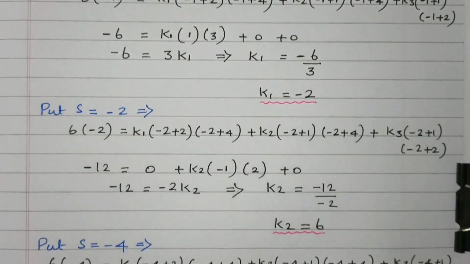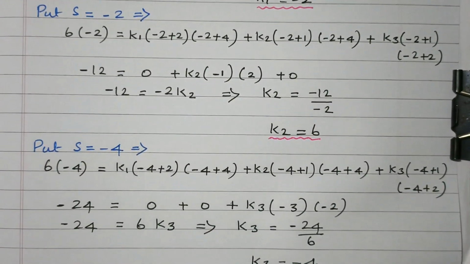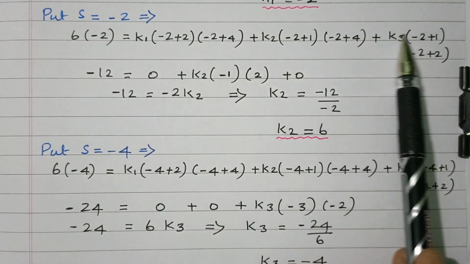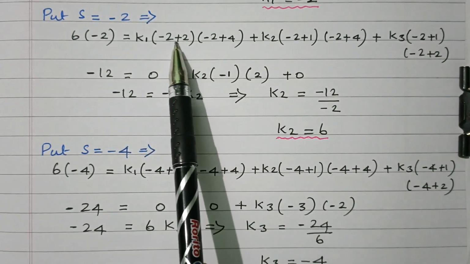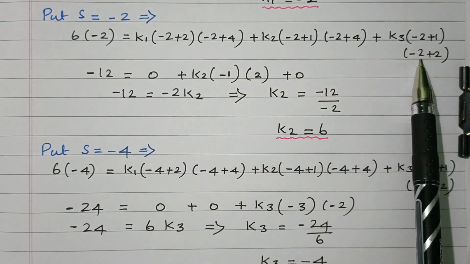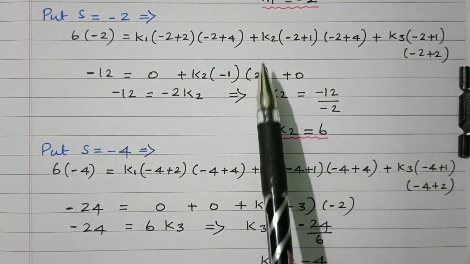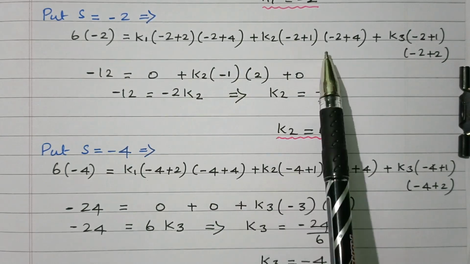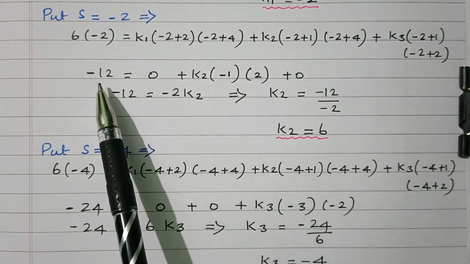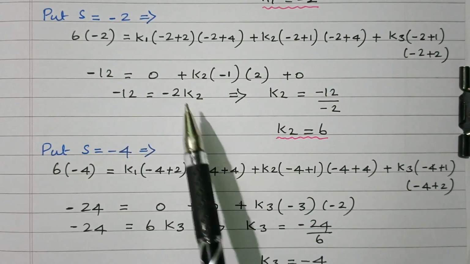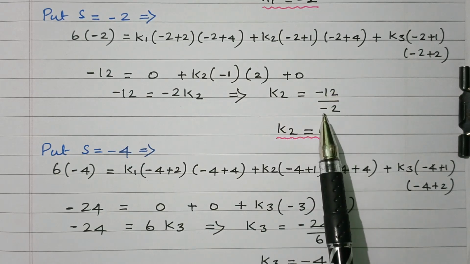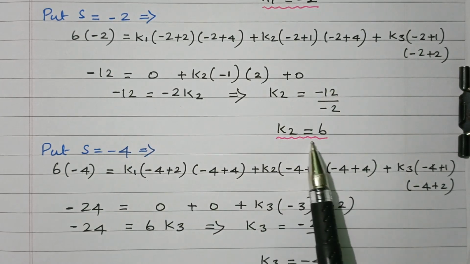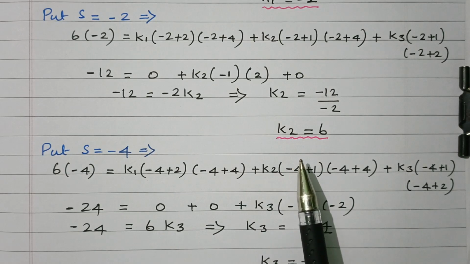Now substitute s equal to minus 2, so that we are able to find the next value. So s equal to minus 2 is substituted here. See, here minus 2 plus 2 cancels, it becomes 0. Here also minus 2 plus 2, this term becomes 0. Only k2 is available. k2 into minus 2 plus 1 means minus 1, and minus 2 plus 4 means 2. Right. So minus 12 equal to minus 2 k2. So k2 equal to minus 12 by minus 2. The two negatives cancel. k2 equal to 6. Now we calculated the k2 value.